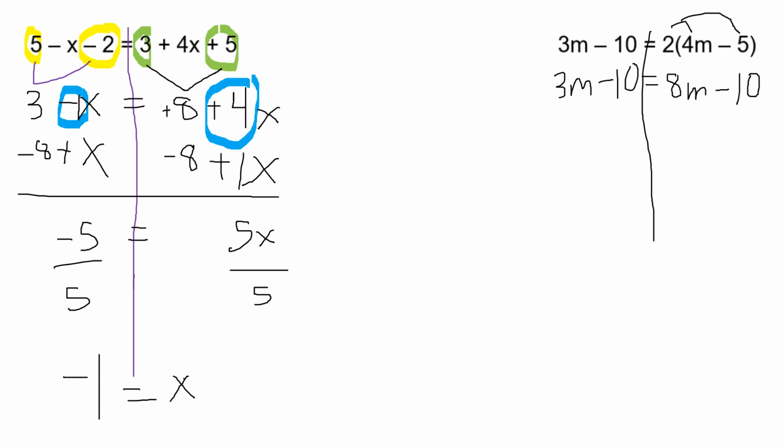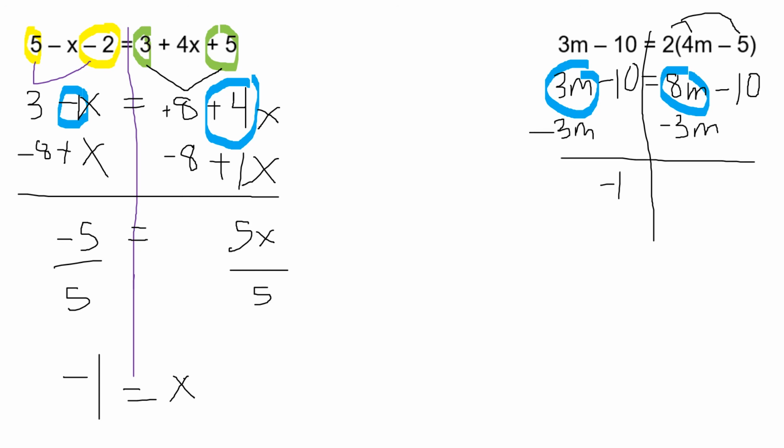So just like the last one, I'm going to deal with my variables first. And which one's larger, the 3 or the 8? The 8's larger, so I'm going to move that 3 to the other side. And how am I going to move that 3? Addition or subtraction? I'm going to subtract. So you have negative 10 equals 5m minus 10.